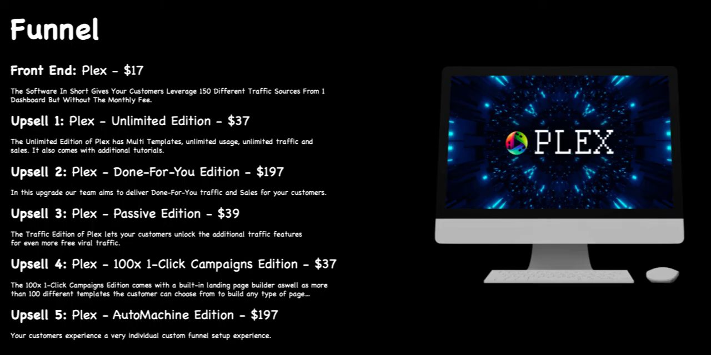So here's the funnel, guys. Front end is Plex, $17. Upsell 1 is Plex Unlimited at $37, which gives you more templates. Upsell 2 is Plex Done For You Edition at $197. They give you done for you traffic. Upsell 3 is Plex Passive Edition, at $39. Apparently there are additional traffic features. Upsell 4 is Plex 100 times One-Click Campaigns Edition, which is $37. And Upsell 5 is Plex Auto Machine Edition, which is $197. And I really hope you don't purchase any of these upsells. That could be $500 odd you spend on this product.